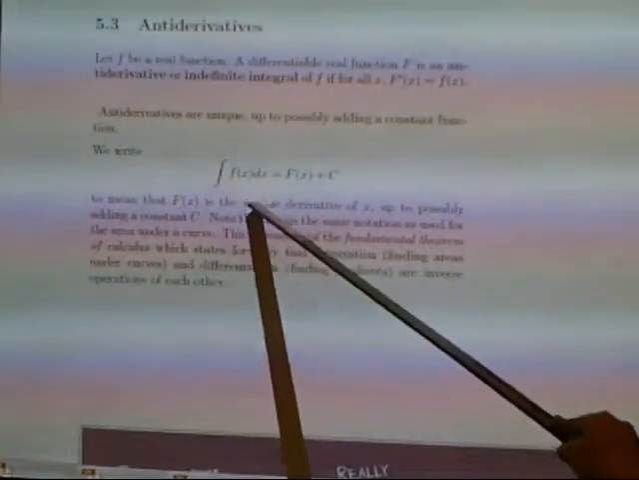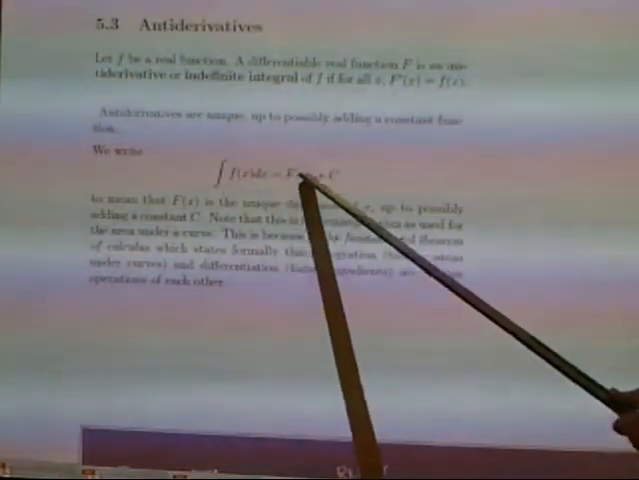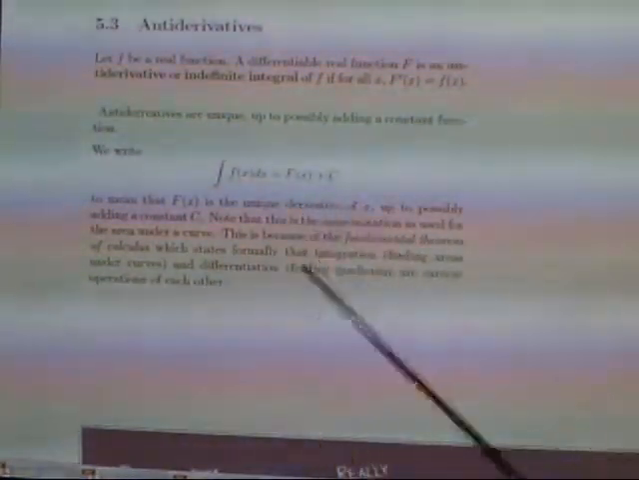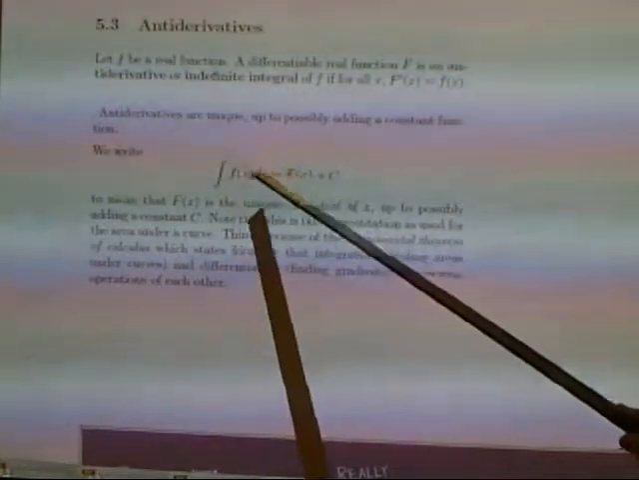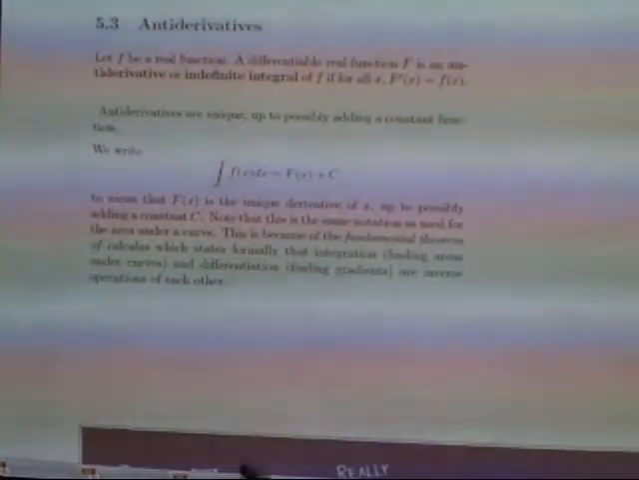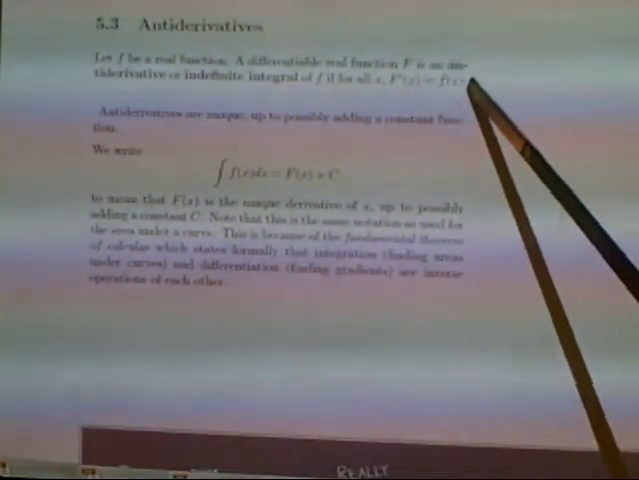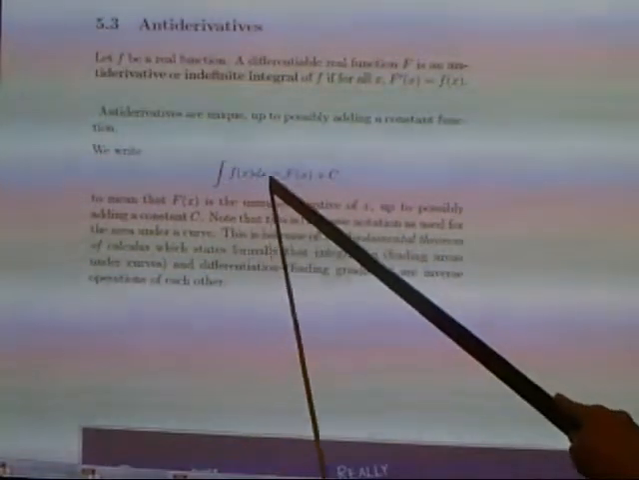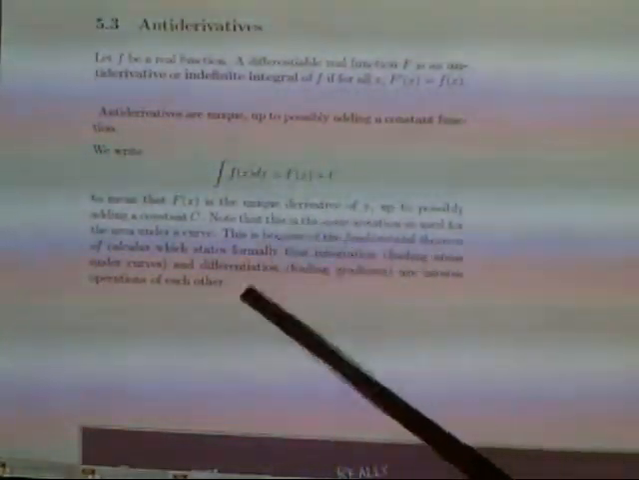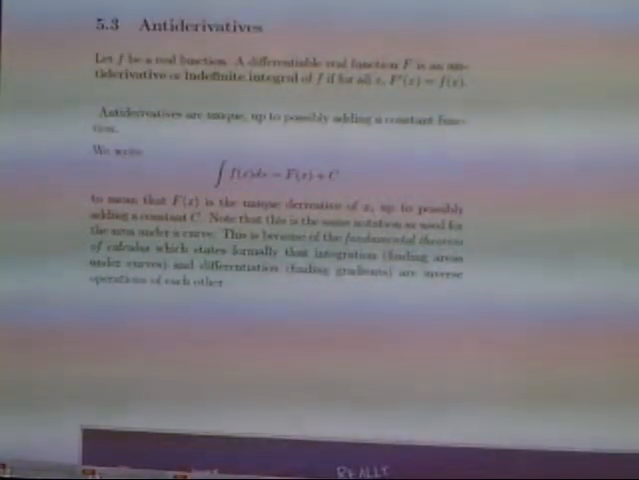The anti-derivative is that the integration of f(x) dx is equal to capital F(x). So this is the anti-derivative. Now, the derivative of capital F is small f(x). Therefore, the integration of f(x) dx is F(x). So now I'm saying this is the anti-derivative.